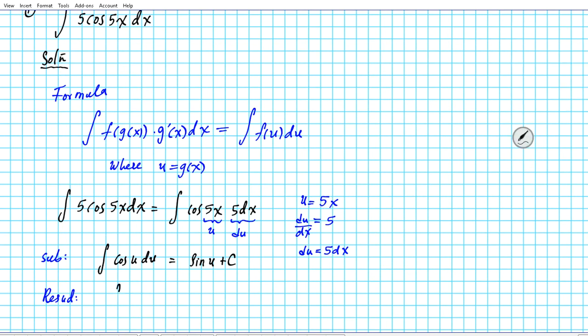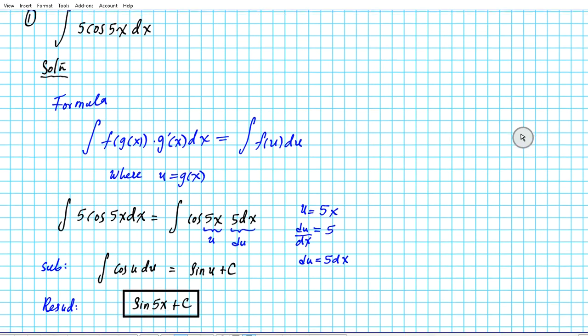Alright, so our final answer is going to be sine of, instead of u, 5x plus c. All right, so that is the answer to question number 1. All right, let's take a look at another example.